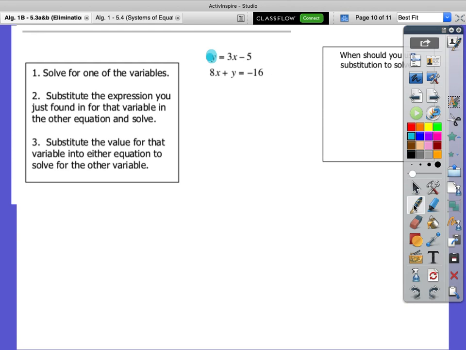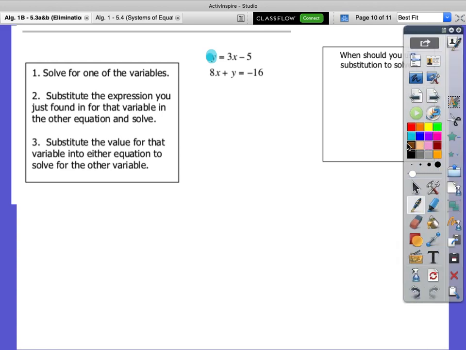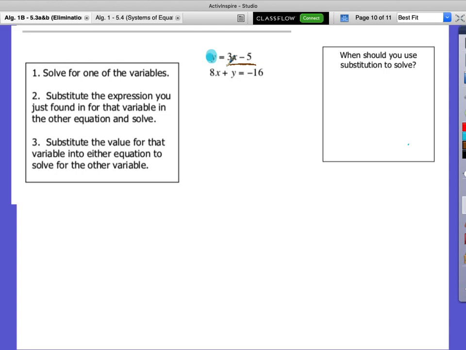X and Y that are called a what? Ordered pair. Okay. Now, I'm going to substitute that expression because an expression is something without that equal sign. So this is my expression right here. What's another word for Y here, Jacob? Did I underline? So wherever I see Y in the second equation, I can do what?